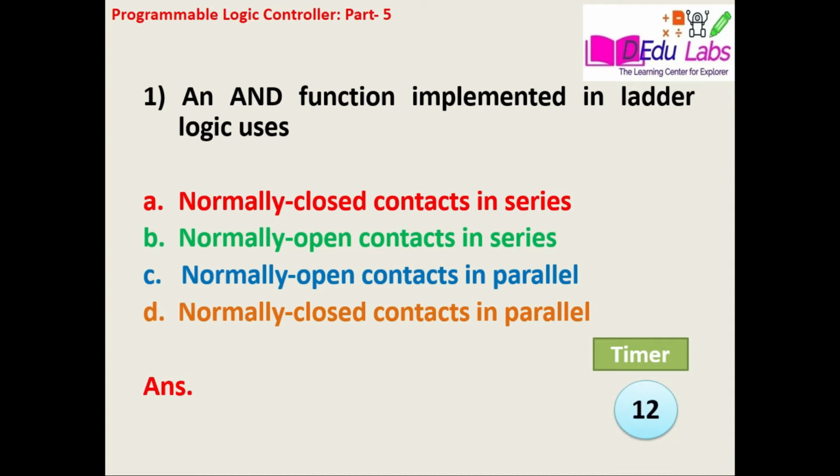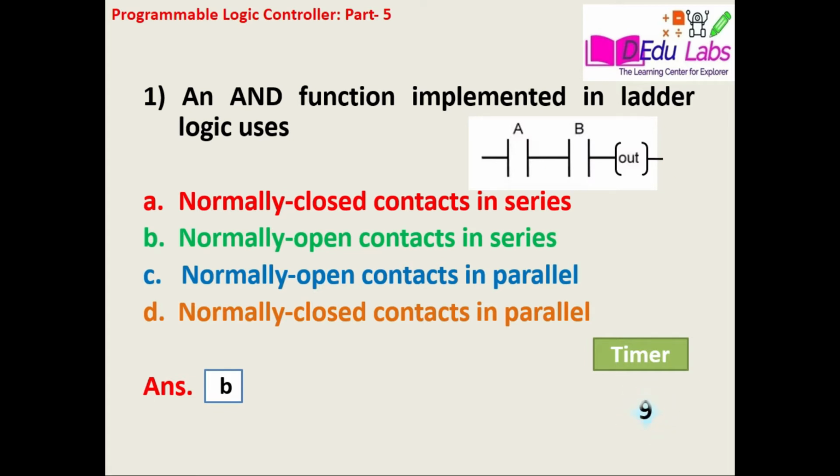The answer is option number B, that is, normally open contacts in series. See, as shown in the figure, there are two switches, input A and input B, connected in series and there is one output. So these A and B inputs are normally open contacts. So here the answer is option number B, normally open contacts in series.